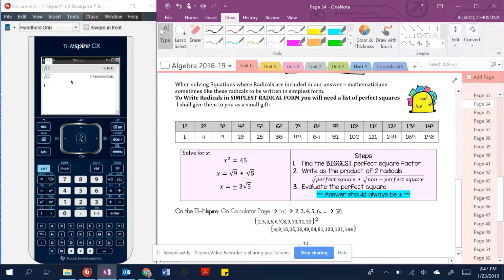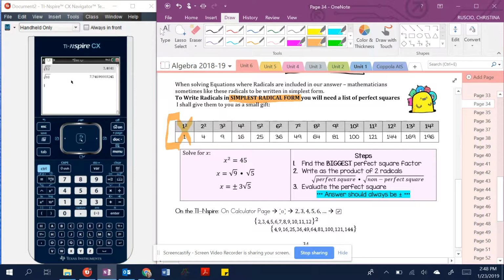All right, here's some directions. When we solve equations where radicals are included in our answer, oh my goodness, answer. Just developed a lisp there for a minute. Mathematicians sometimes like these radicals to be written in what we call simplest radical form. If I could put flashing red lights to say this is a big deal, I'd put the flashing lights down. We give you down here the perfect squares.